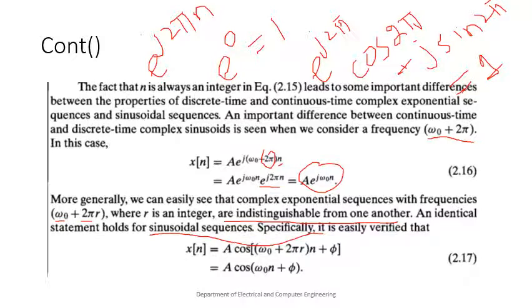Because sinusoidal and exponential are the same, we can write a cos of (omega naught plus 2 pi r) n plus phi. Previously we were not using this term, we were using cos omega naught n, but if we add this term, 2 pi r, both are equal. So we must consider that if we add 2 pi or 2 pi r, where r is an integer, these signals are indistinguishable. We cannot differentiate between them.